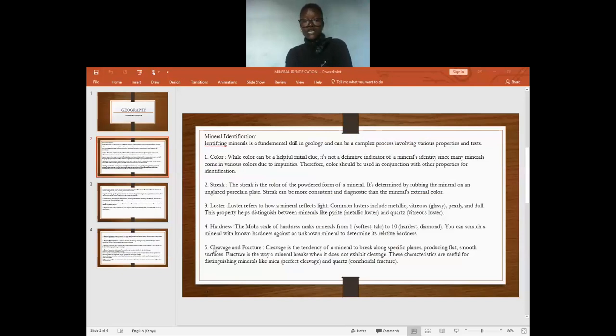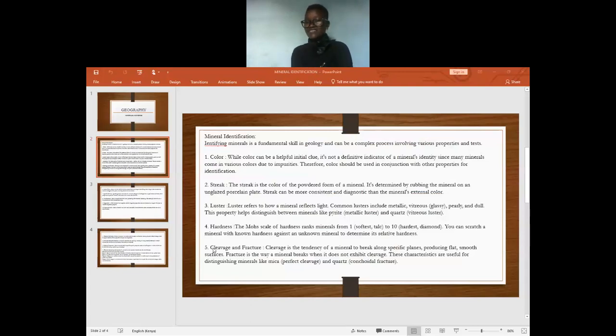Another way is by cleavage and fracture. Cleavage is the tendency of a mineral to break along specific planes, producing a flat, smooth surface. And fracture is the way a mineral breaks when it does not exhibit cleavage. These characteristics are useful for distinguishing minerals like mica and quartz. We find that mica has a perfect cleavage, and quartz has a conchoidal fracture.